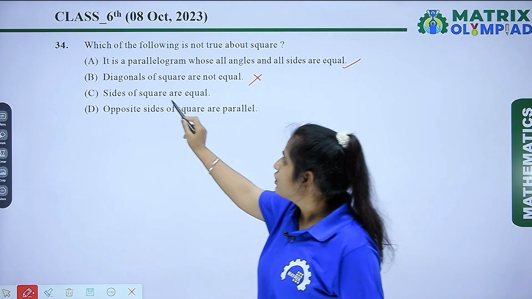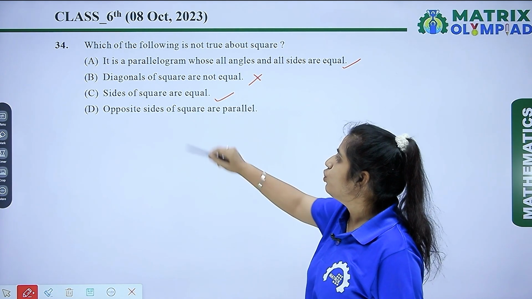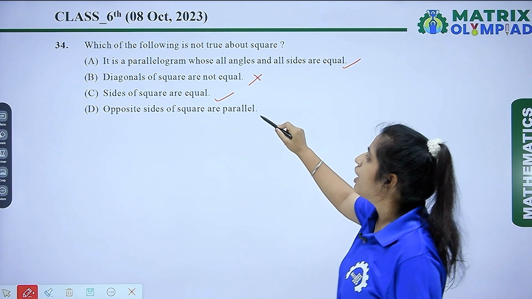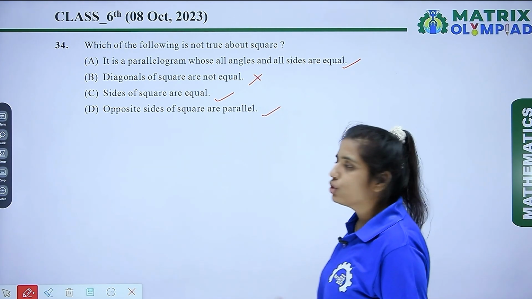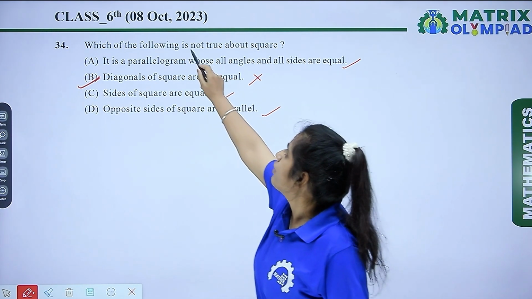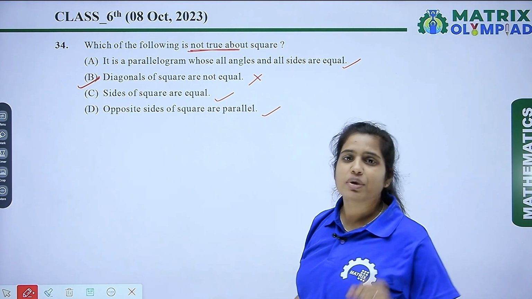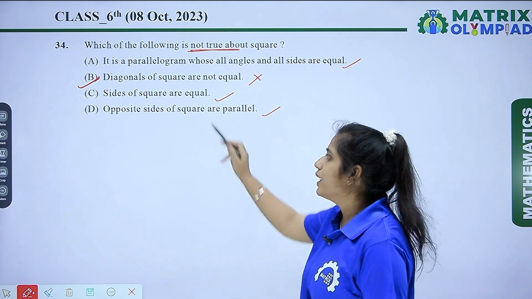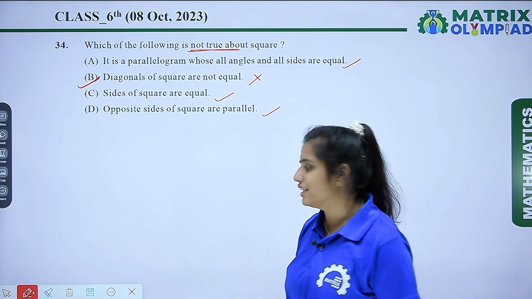Next is side of squares are equal. This is true. Opposite sides of a square are parallel. This is also true. So here option B is the correct answer because we have to find out the statement which is not true. So here option B is the correct answer.